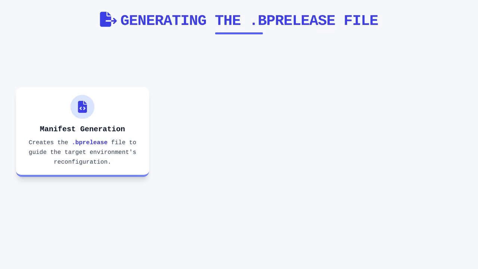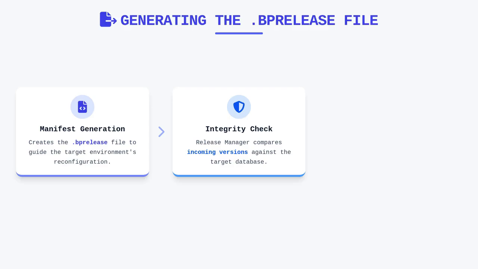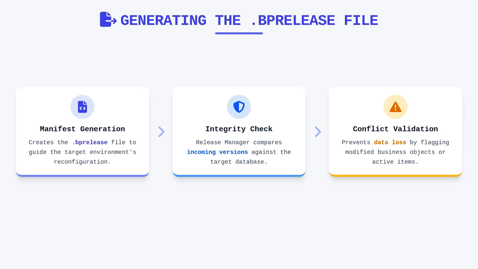Once your components are identified and verified, the next phase involves generating the BP release file. This file acts as a manifest that tells the target environment exactly what to expect and how to reconfigure itself upon arrival. When you import this file into a staging or production instance, the release manager performs an integrity check. It compares the incoming versions against existing items in the target database.